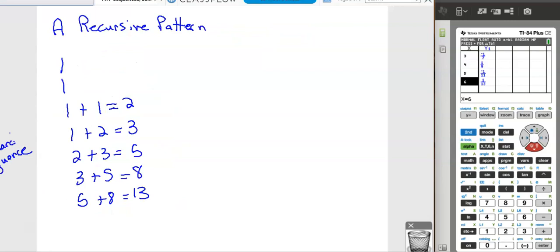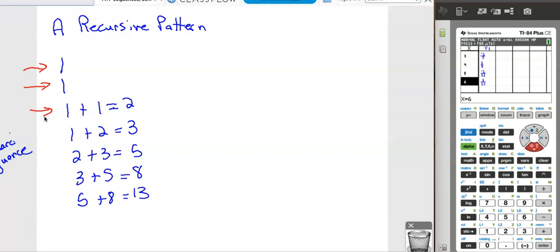Now, a recursive pattern, this particular recursive pattern is the Fibonacci sequence. What it really does, a recursive pattern basically uses a previous number in the next number. So for instance, you notice the first number is 1, and then the second number is also 1, and then the third number, so you can see what I have here. The third number is 1 plus 1 is 2.